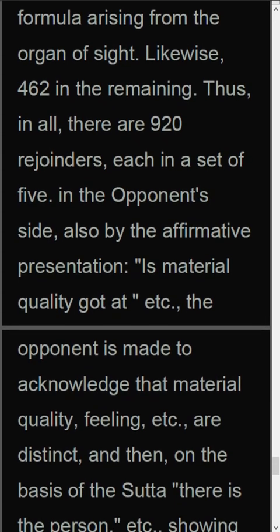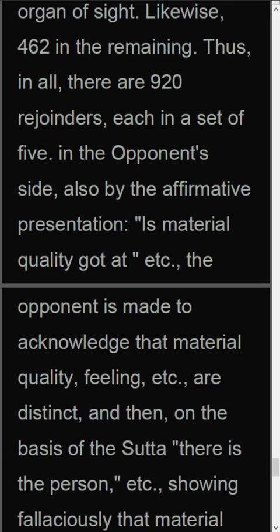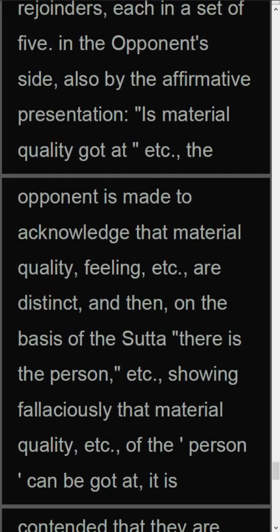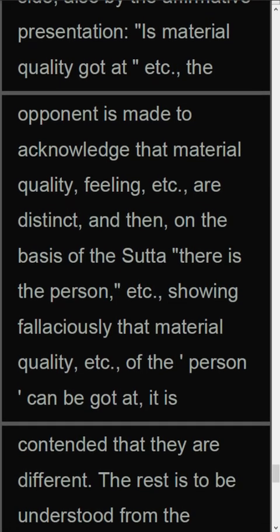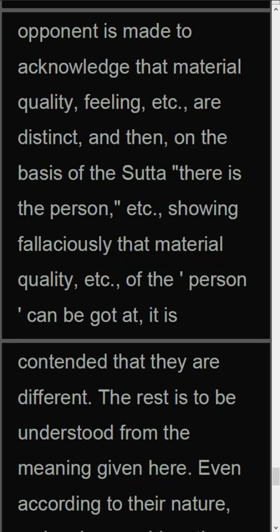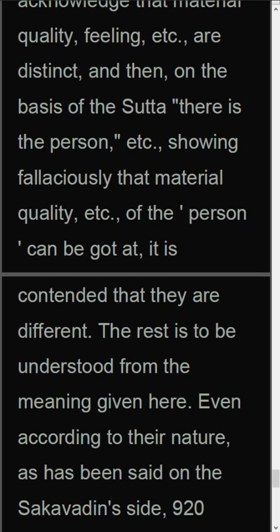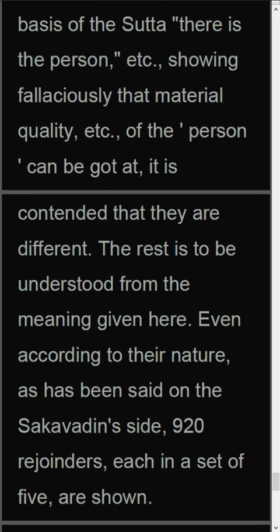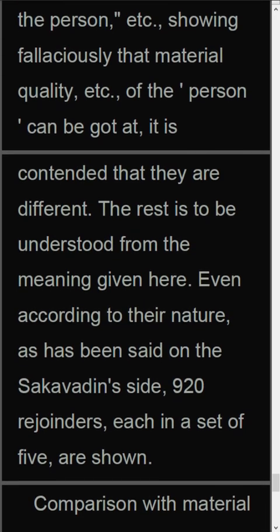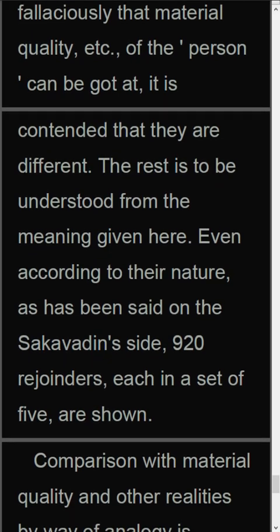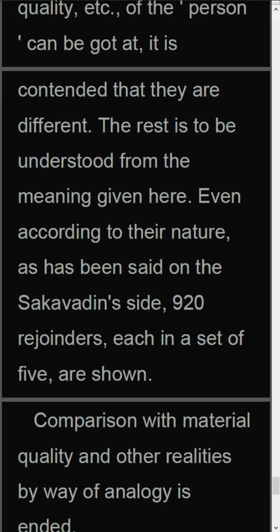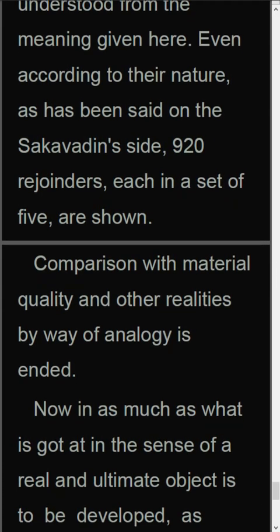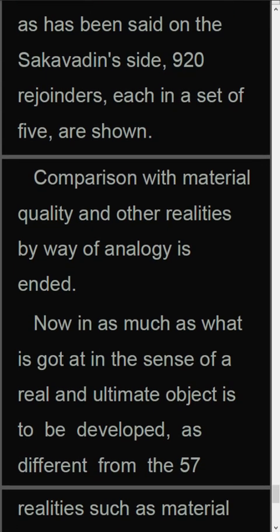On the opponent's side also, by the affirmative presentation 'Is material quality got at,' etc., the opponent is made to acknowledge that material quality, feeling, etc., are distinct. Then, on the basis of the sutta 'there is the person,' etc., showing fallaciously that material quality, etc., of the person can be got at, it is contended that they are different. The rest is to be understood from the meaning given here. Even according to their nature, as has been said on the Sakavadin's side, 920 rejoinders, each in a set of 5, are shown. Comparison with material quality and other realities by way of analogy is ended.